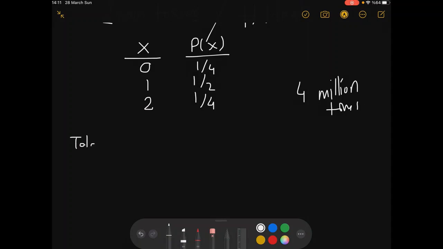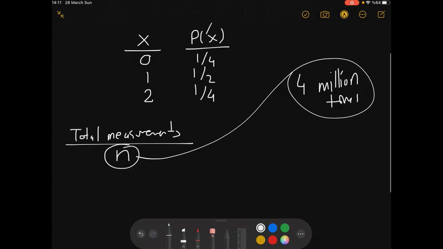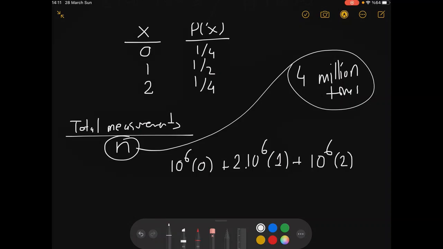It would look like this: your total measurements over n, the number of trials here. And what would be those values? 10 to the power 6 times it would be 0, plus 2 times 10 to the power 6 times you will get 1, plus again 10 to the power 6 times you will get 2. Is that right? Yes, I think it is right.